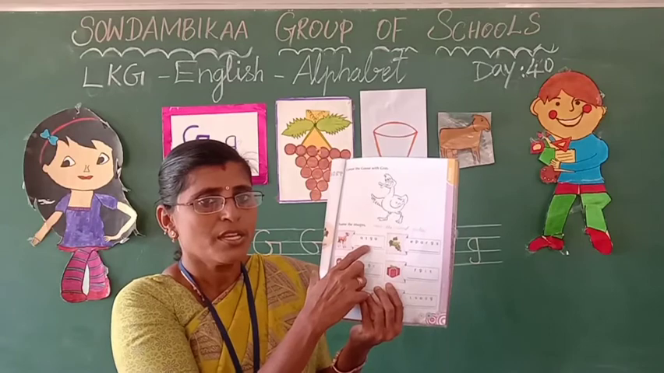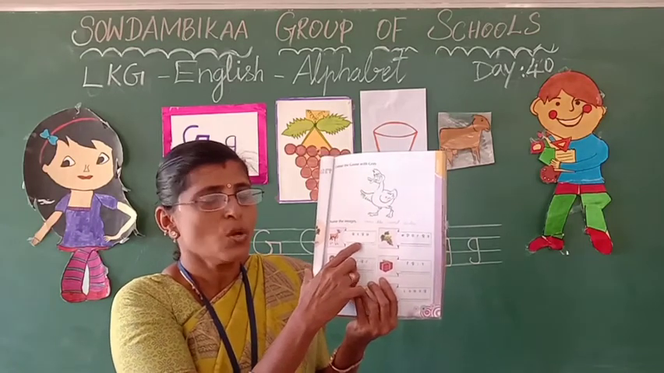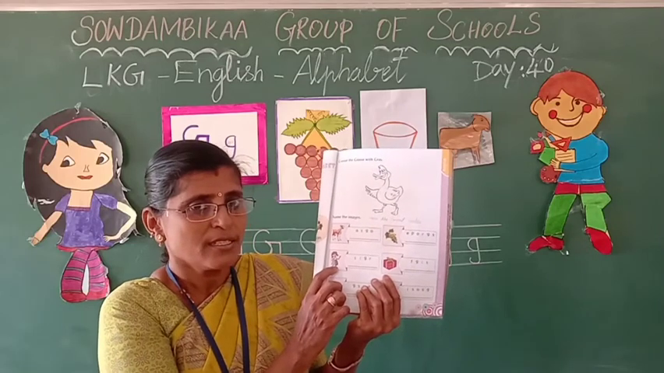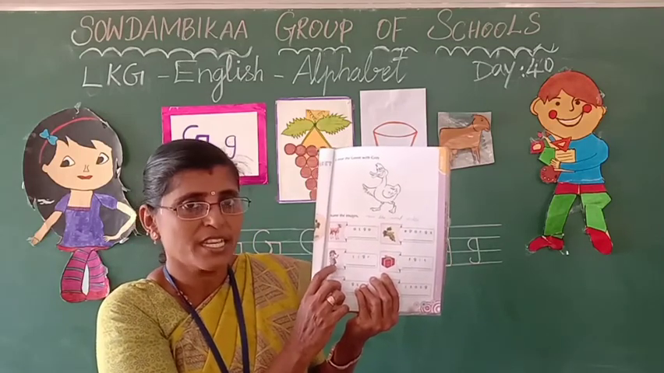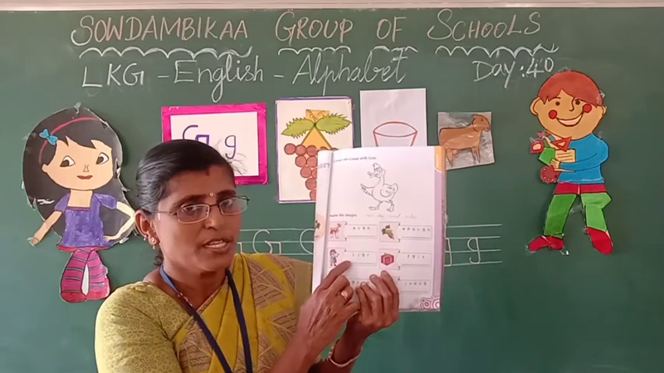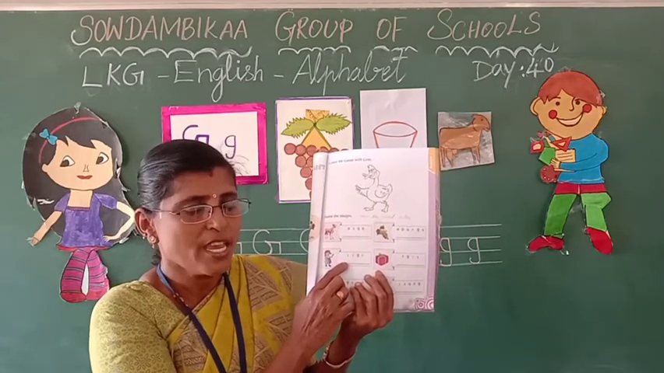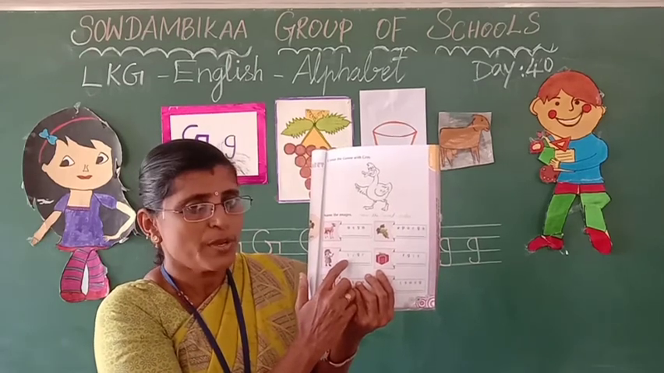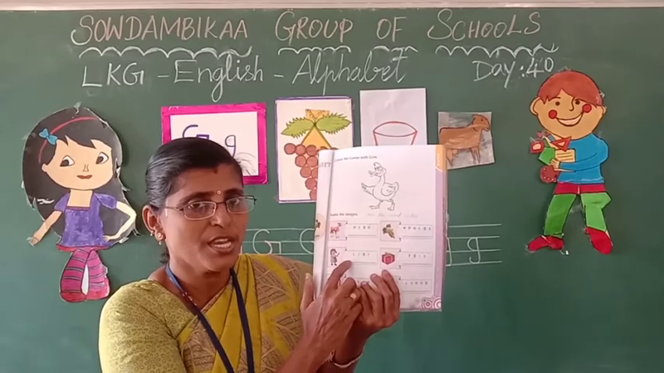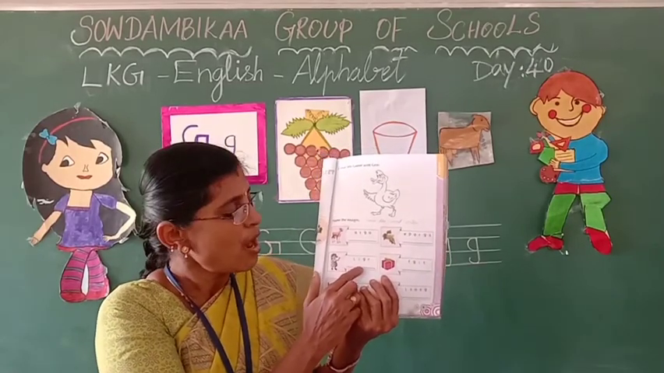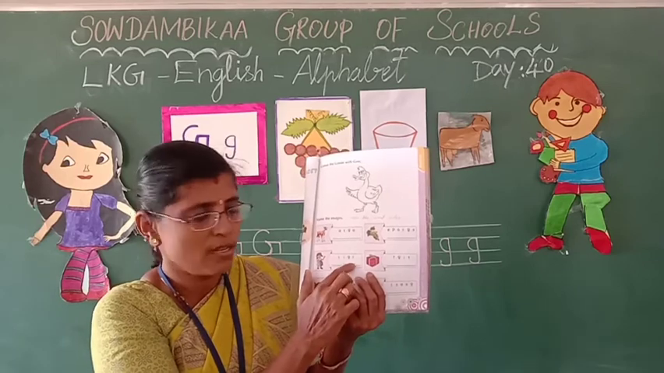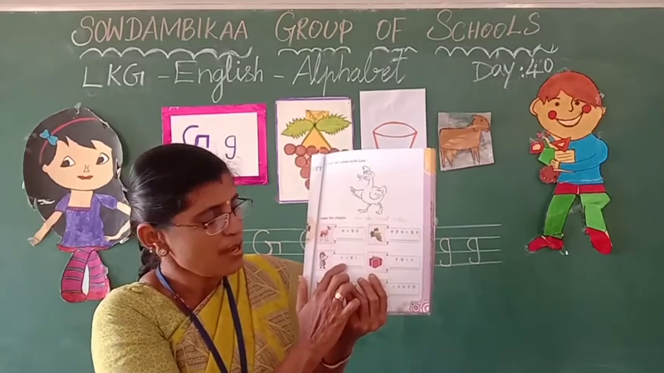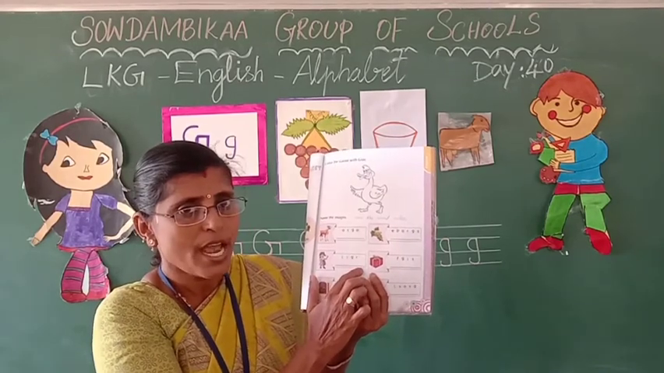Third letter, A-T. Goat. Dear cuties, what is this picture? Yes, my dear, this is a girl. Girl spells G-I-R-L. Take your pencil. First letter G, I, R, L.